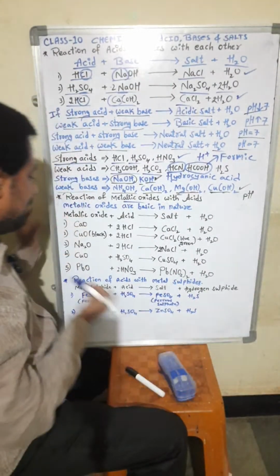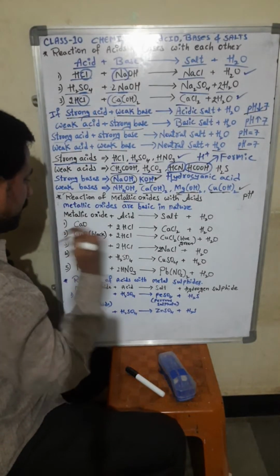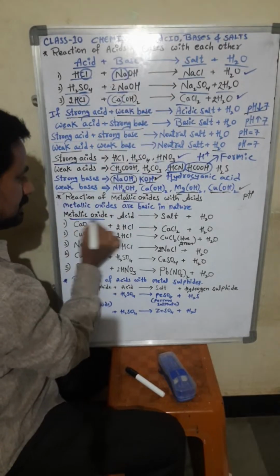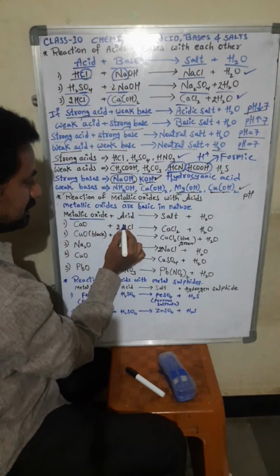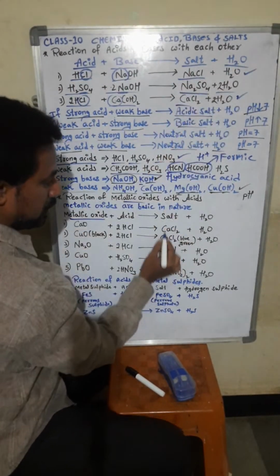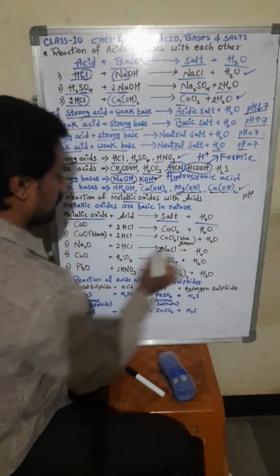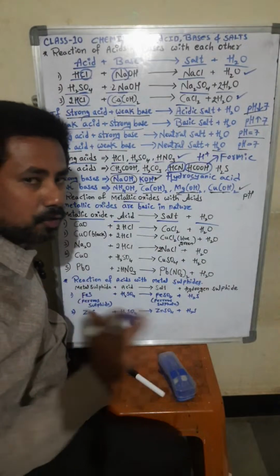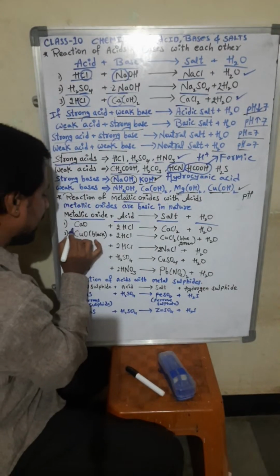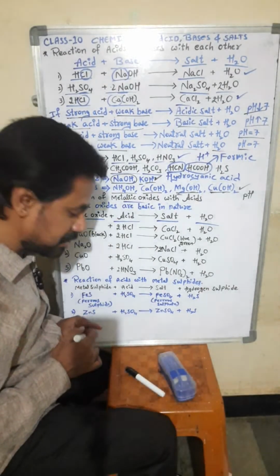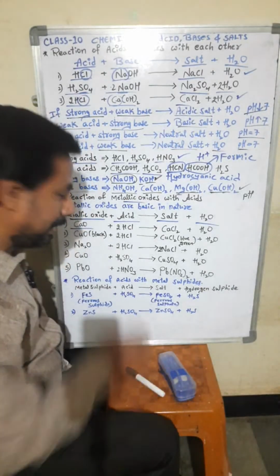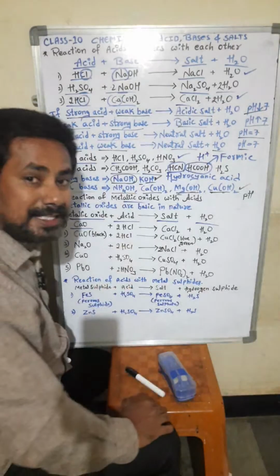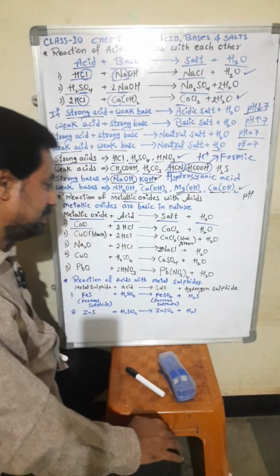Easy, very easy. See, these metallic oxides are basic in nature. Base, acid. What will form? Salt plus water. Is it clear? Few examples we are going to see now. CaO, calcium oxide, metallic oxide. We are reacting with HCl, hydrochloric acid.